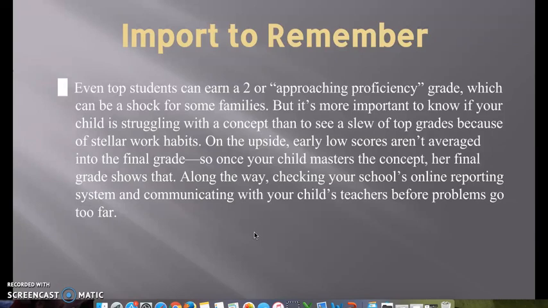And so the nice thing is, as it says here in the center, on the upside, early low scores aren't averaged into the final grade. So your child is able to rework those, and they can come in and get extra help and have things retaught and reassessed to improve that score. And as you can read, once your child masters the concept, her final grade will show that. And so let's say they got a 2 on that first assignment we were working at, 2.5 as we had mentioned before. If they come in and rework it to a 3, well, then that'll be their grade. Or if they come in and show mastery and get a 4, then they don't have to retake that. So once they hit that 3, which means meets the standard, that means that they're showing mastery of that concept.